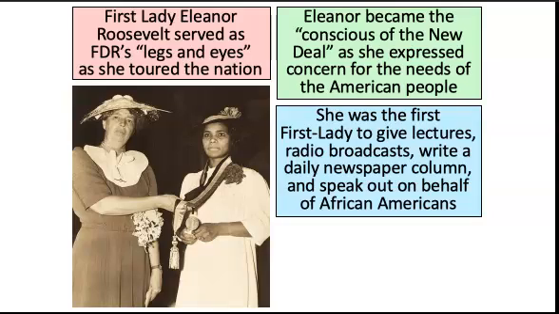When the United Nations is formed in the 1950s, she'll be the person that writes the Declaration of Human Rights from the UN. And she even serves on the board of the NAACP as the only white board member during the late 50s and into the early 60s. So back to the New Deal, though.